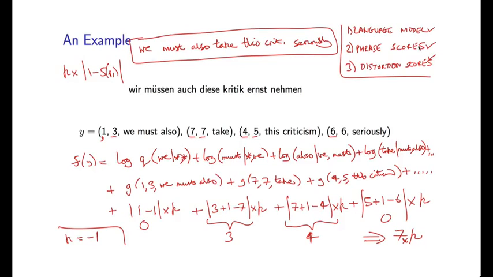scores: language model, phrase scores, and distortion scores. The language model scores how likely the resulting translation is as a sentence of English. The phrase scores can be thought of as a measure of how well these English phrases match the underlying German. For example, how well "we must also" matches "wir müssen auch." And then finally, these distortion scores penalize phrases moving long distances in these translations.